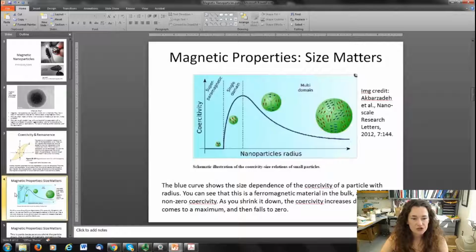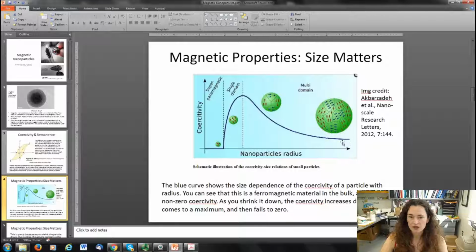Now, when it comes to magnetic nanoparticles, size really does matter a lot. So let's talk about this plot here. The blue curve shows the size dependence of the coercivity of a particle, with the radius plotted on the horizontal axis. You can see that this is a ferromagnetic material in the bulk, so as it approaches large or infinite radius, it approaches an asymptote or a limit here.